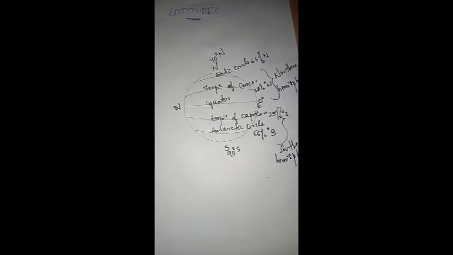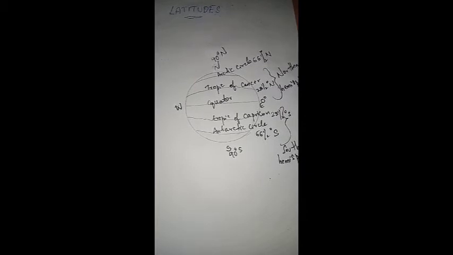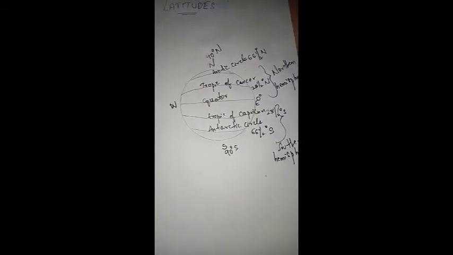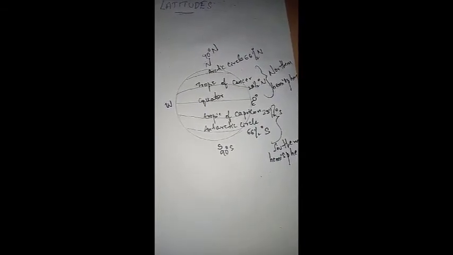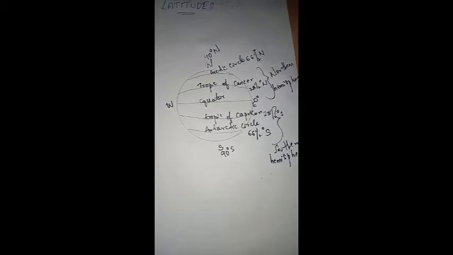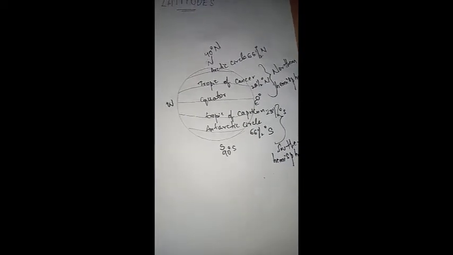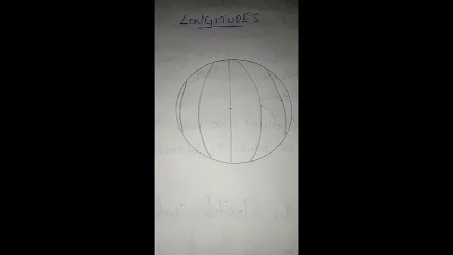Now let's see the characteristics of latitudes. The lines of the latitudes are parallel to each other, but they never meet each other. All latitudes are drawn as circles. All latitudes other than the equator are called small circles, and they can't divide the earth into two equal parts.